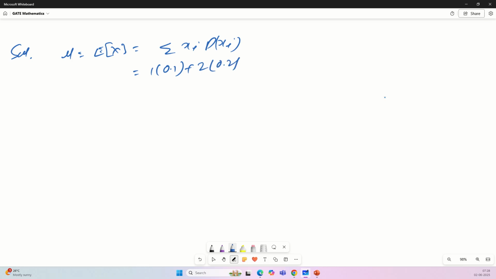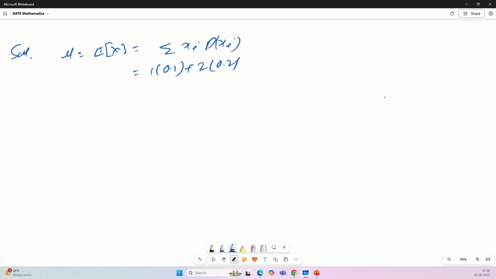So my solution would be, very simple question. You already know my expectation, which is nothing but your mean. Mu is equal to expectation of X, which is going to be summation of xi into p of xi. Very simple. Now to do that, you are going to get 1 into 0.1. You don't have to write all these values exactly. You can directly multiply and write it down, okay? But I am writing it for your understanding.